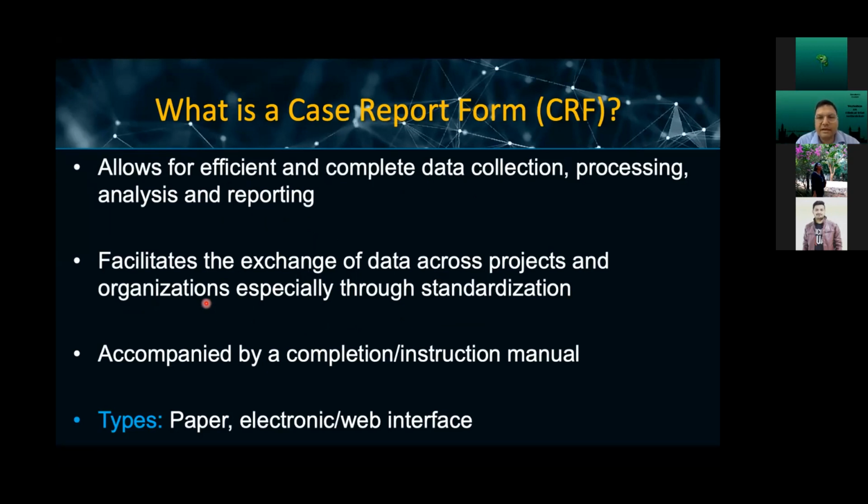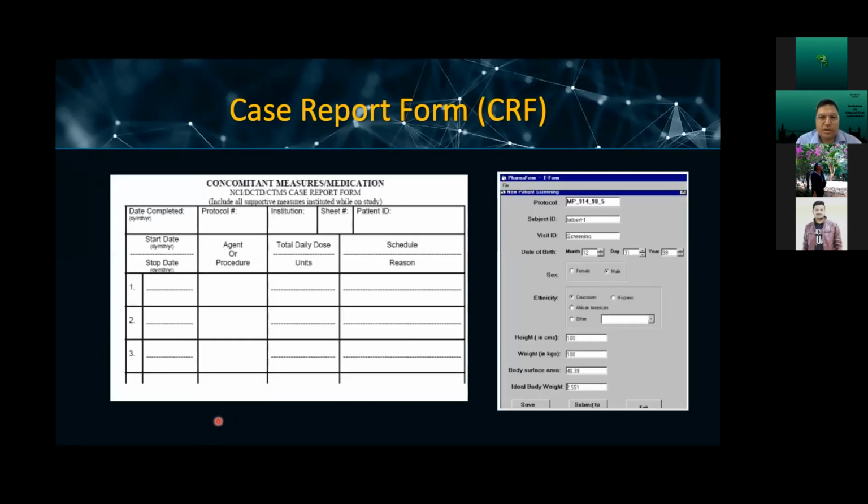So always the case record forms are accompanied by an instruction manual or a completion manual, so that the case record forms are completely filled and the proper data has been entered. There are two types of case record forms. One is the paper-based, the other is the electronic or the web interface. So this one is the paper-based and this one is the electronic CRF.